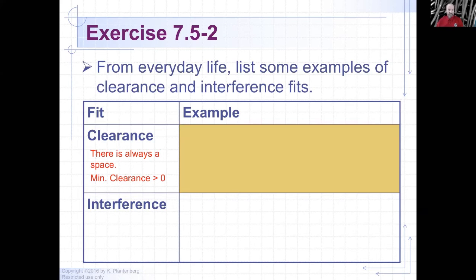From everyday life, can you come up with an example of a clearance fit and an interference fit? Let's do clearance first, when there's always a space. What kind of example from your house can you come up with? Okay, Legos. Is there always a space with Legos? Door, table. What part of a table?